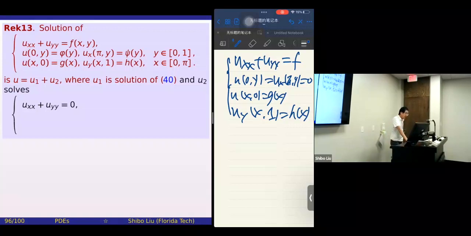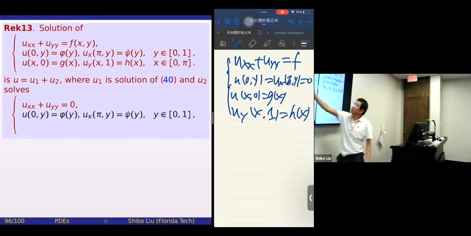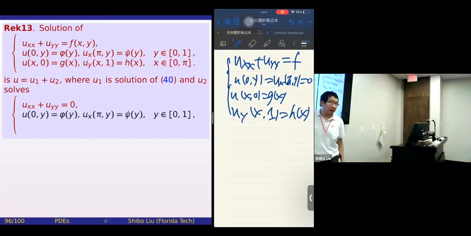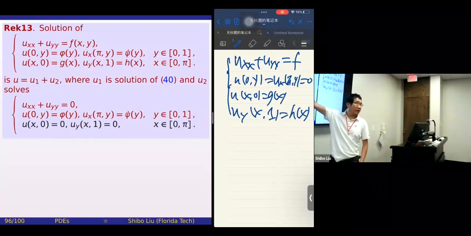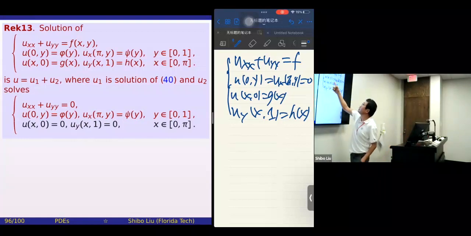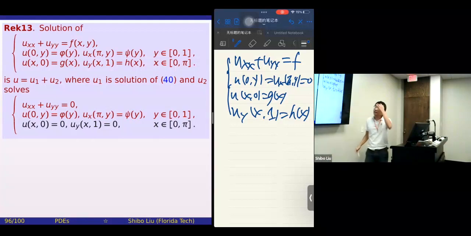The equation is homogeneous, and the boundary conditions for x equal to 0 and x equal to pi are not homogeneous. They are the corresponding conditions given here. But the conditions for y equal to 0 and y equal to 1 are homogeneous. It is easy to see that if u1 is the solution of this, and u2 is the solution of this, then u1 plus u2 is the solution of our completely non-homogeneous problem. You see, obvious?